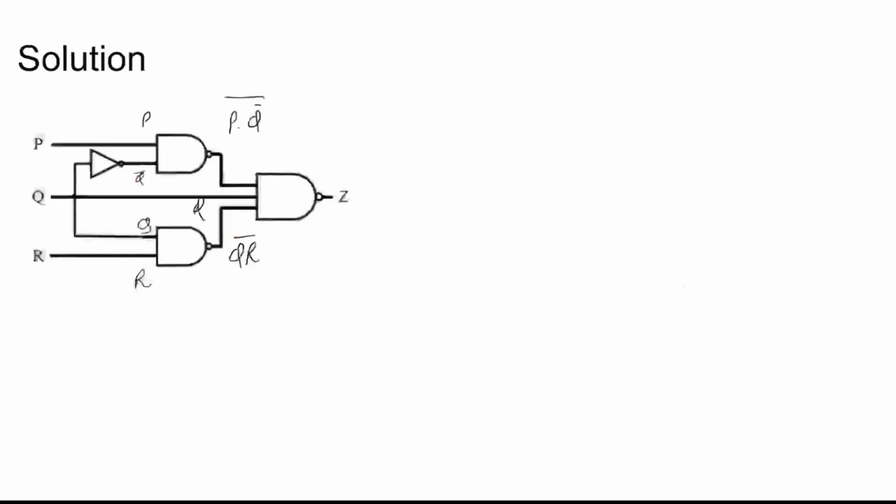Now this is the combinational circuit with 3 inputs given here. We can write Z, because this is P, this is Q bar, this is Q, this is R. Here we have (Q dot R) whole complement, and (P dot Q bar) whole complement. These are outputs of NAND gates. So Z can be written as ((P dot Q bar) whole bar dot (Q dot R) whole bar) whole bar.